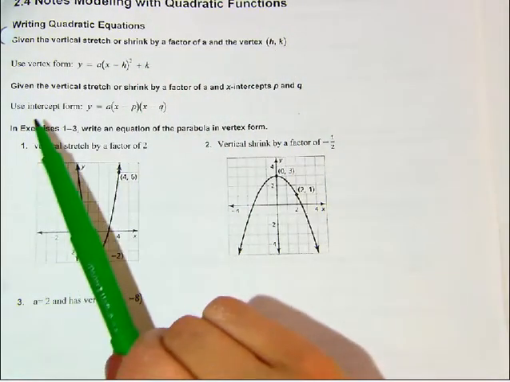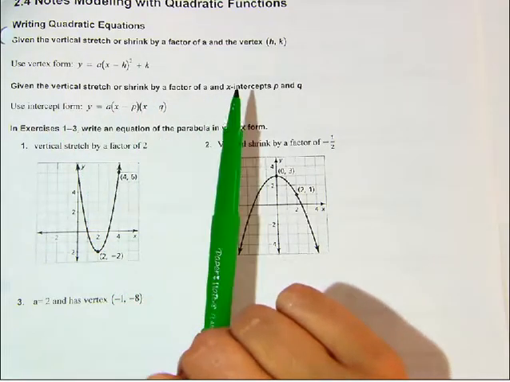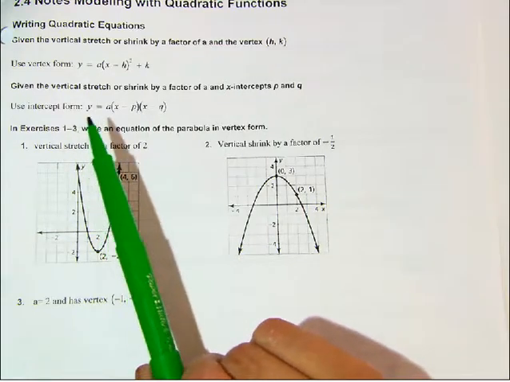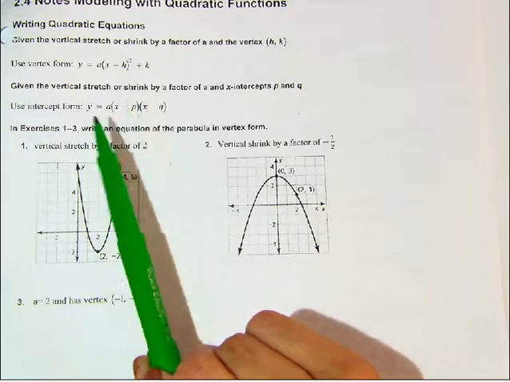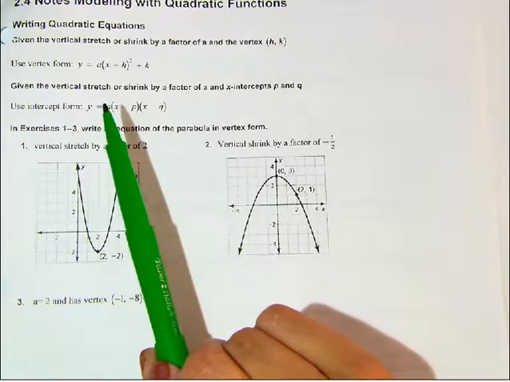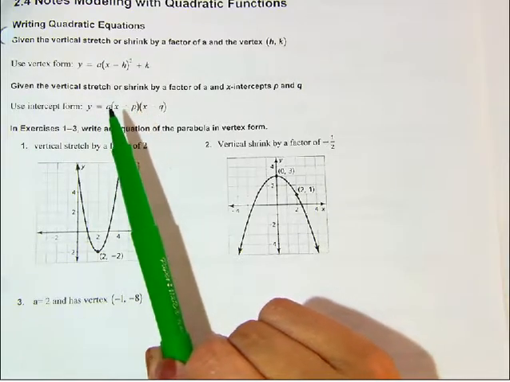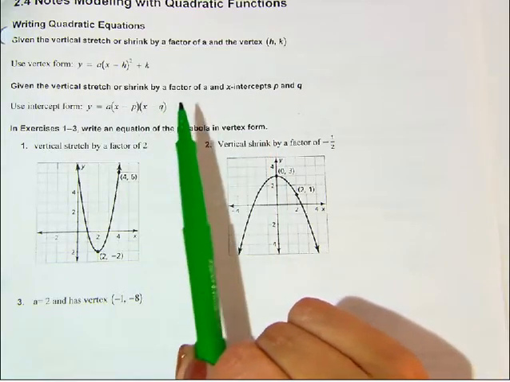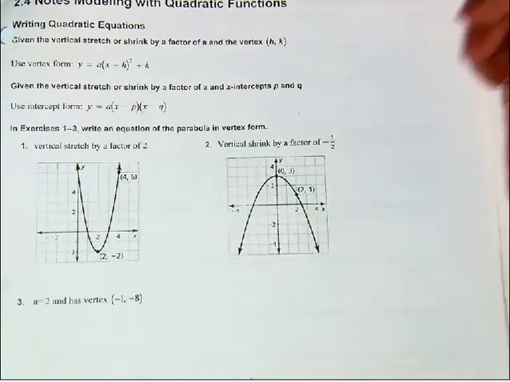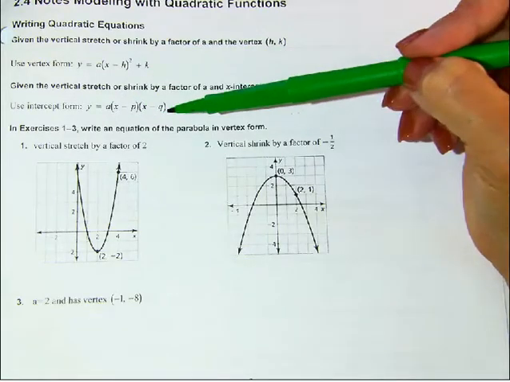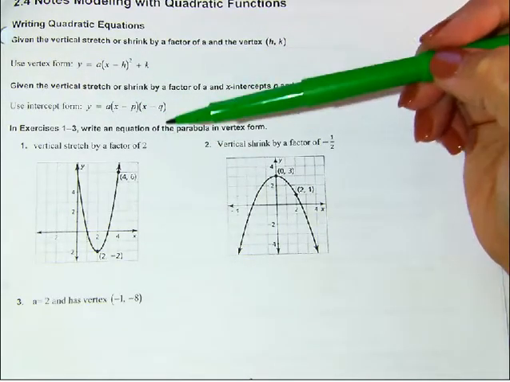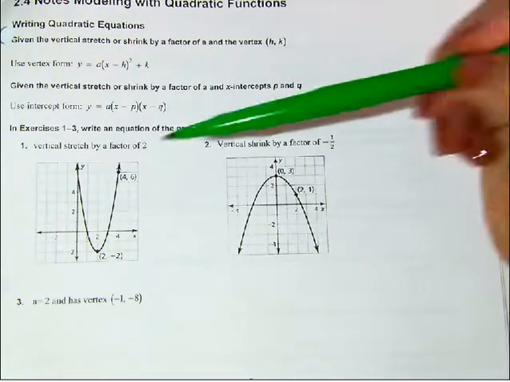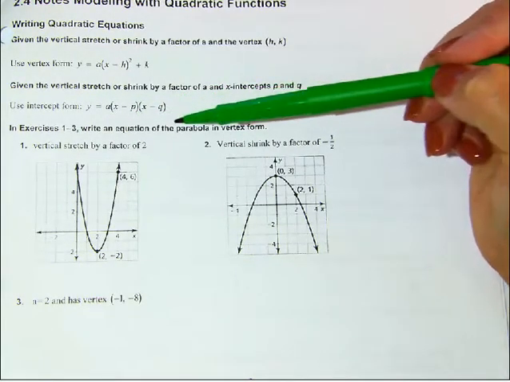Now, if I give you the vertical stretch and the x-intercepts, then you're going to put it into intercept form. A, and remember A is negative if there's a reflection. And then you'd put in x minus p, where p is an intercept, and x minus q, and q is the other intercept. Remember, whenever it's grouped with x in either one of these, you will put the opposite sign. So if my intercepts are 3 and 6, I'd have an x minus 3 and an x minus 6.